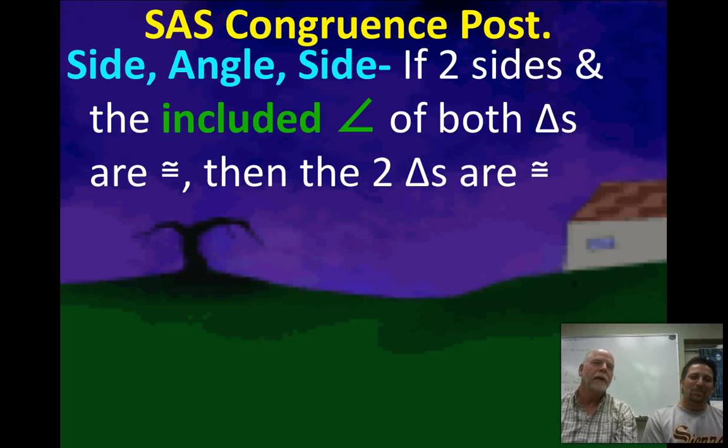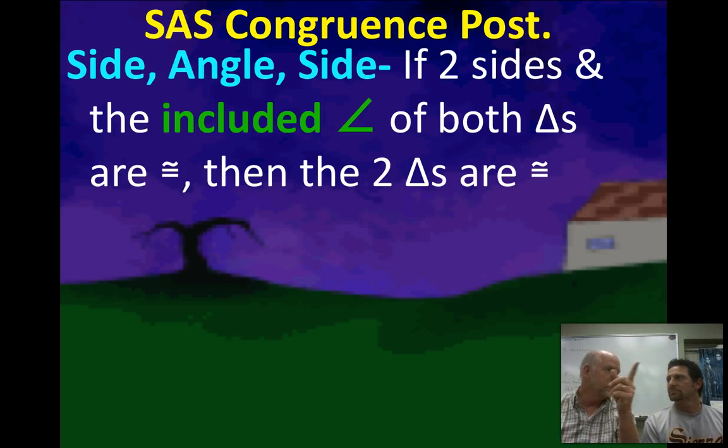So, hopefully you guessed side angle side. And it stands for if two sides and the included angle, now we have to be particular about that. We have to know what the included angle means. The included angle is the angle between those two specific sides that are congruent as corresponding parts. And so the included angle has to be the angle right in between those two sides.